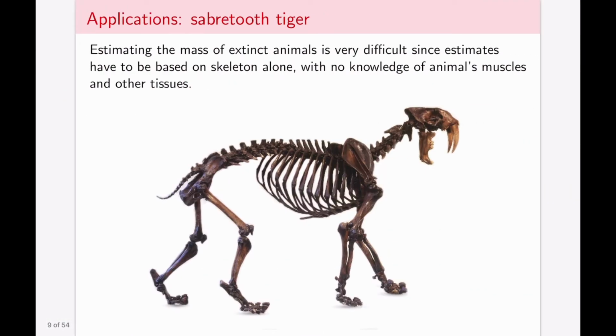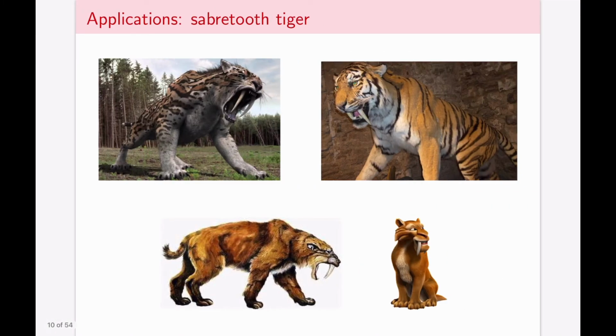Let's take a look at the next example here, a little bit of archaeological inspiration. Estimating the mass of extinct animals is very hard because the artifacts of the extinct animals that we find in archaeological digs are bones. They have no muscle mass, skeleton alone, and we have no idea what the animal actually looked like. We have to derive it from the bones. And of course, depending on your imagination, this might produce a very different picture.